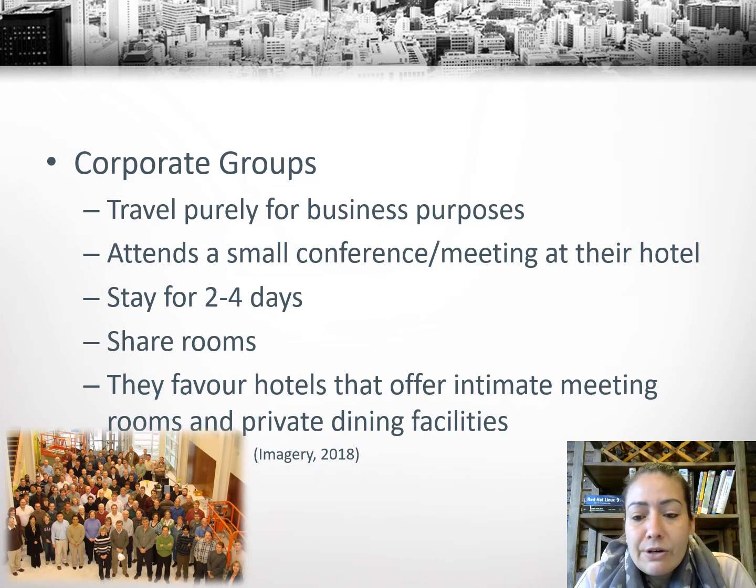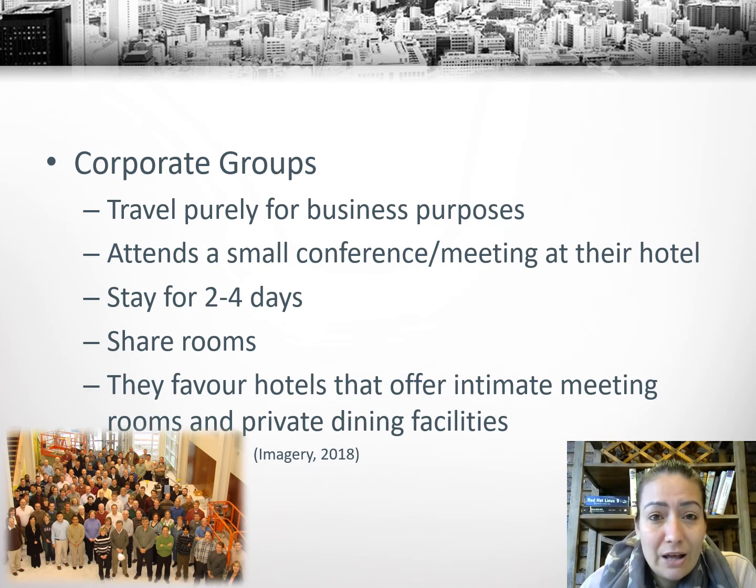So the characteristics also are they favor hotels that offer intimate meeting rooms and private dining facilities. So these corporate groups don't necessarily want to dine with the rest of the hotel guests. They prefer to dine in their groups. So that's where you have your banqueting rooms and so on. So they would like to be secluded from all the other hotel guests.